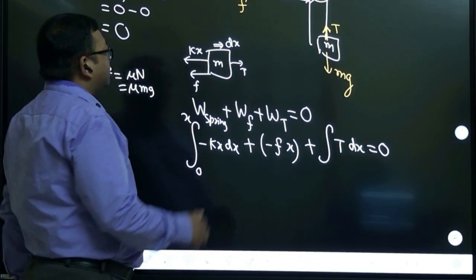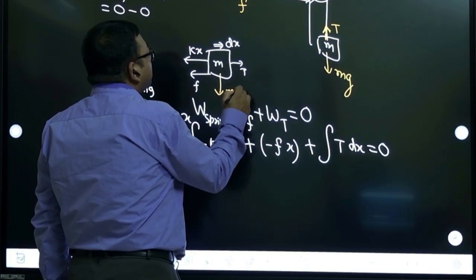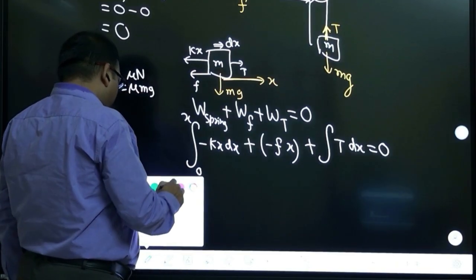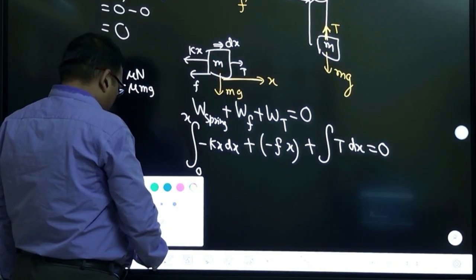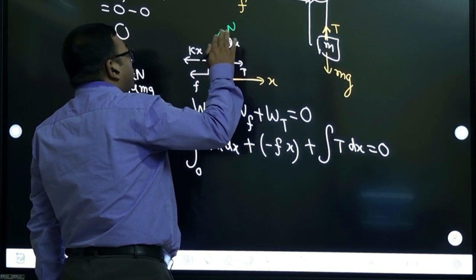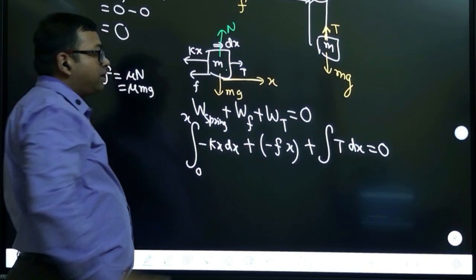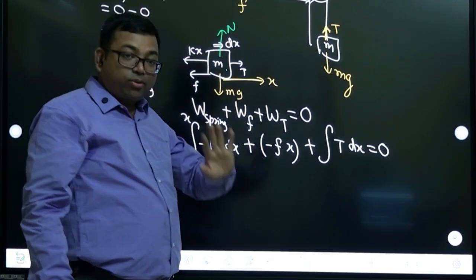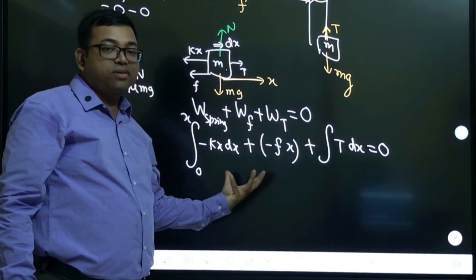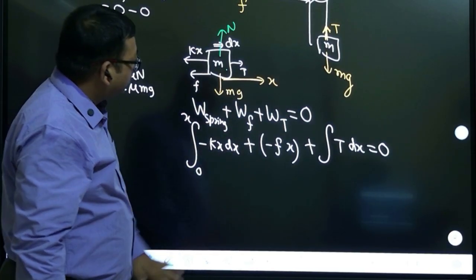Gravity, you're correct. Is gravity doing work or not? Tell me. mg is acting this way, but displacement is happening this way. Is there any work done by gravity on this first block? No. On the first block, normal and mg are not doing any work. So we don't have to count normal and mg. Clear? But the second block will come, don't worry. First we are writing for the first block. So on the first block, mg and normal will not do any work.